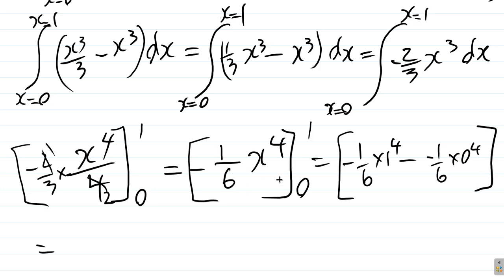Well, 0 to the 4th is 0, and 0 times negative 1/6 is 0, so you don't have to worry about that. 1 to the 4th is 1, so all you're left with is negative 1/6. Okay, good. So that is that. The answer is negative 1/6.